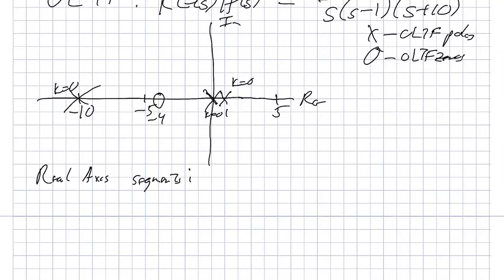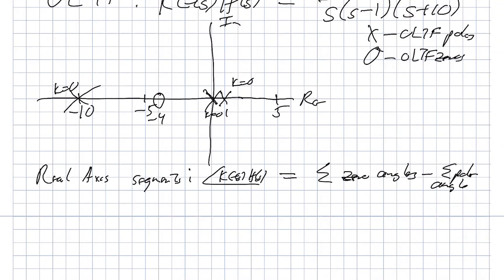And we know that the sum of k g of s h of s is equal to the sum of the zero angles minus the sum of the pole angles. And that has to be equal to plus or minus 2q plus 1 times 180 degrees, some odd multiple of 180 degrees.